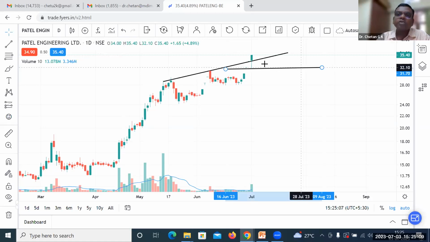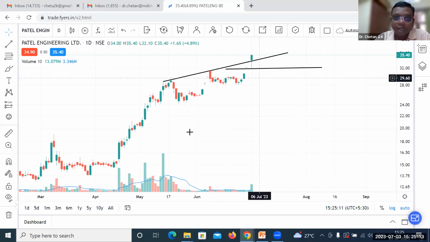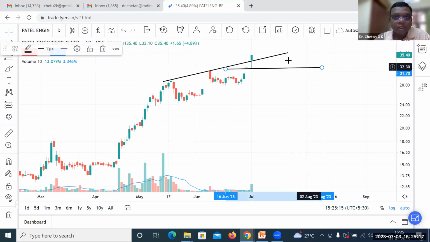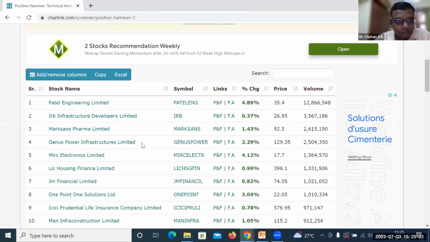So below this level, I can short it, provided it is there in the derivatives market, as I told you already. So that is about my view. Let me go to the next one. IRB Infrastructure, I'll take up this as the last one. Okay, instead I'll go for the LIC Housing Finance.